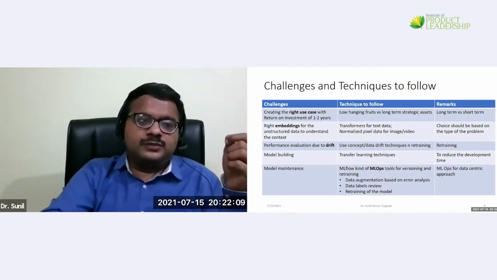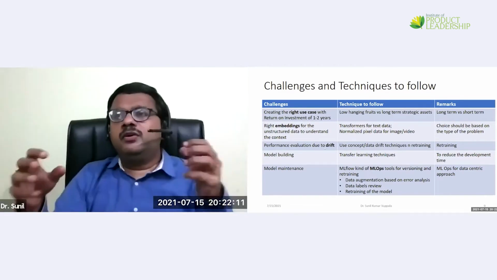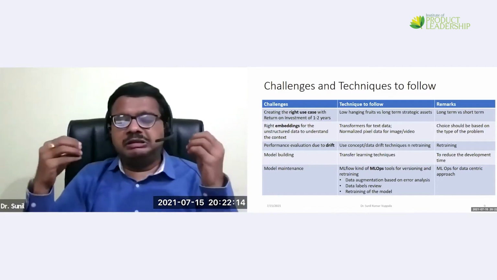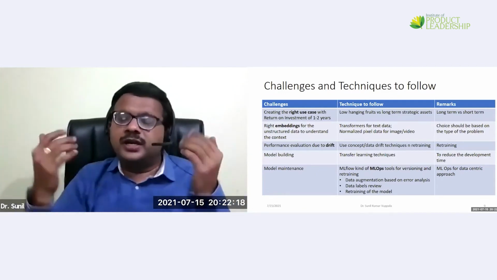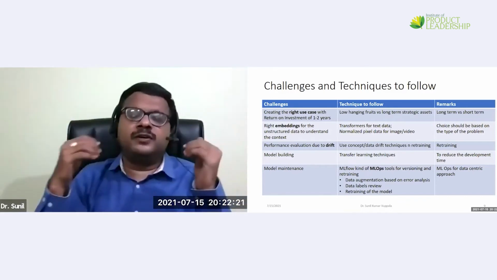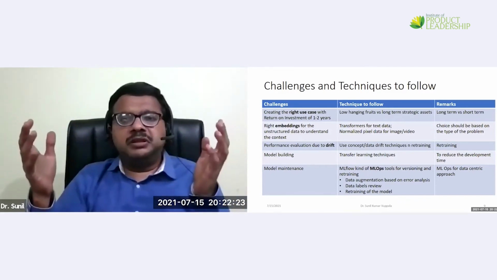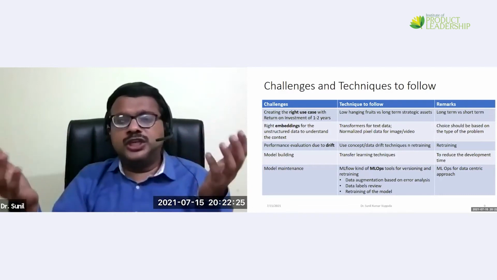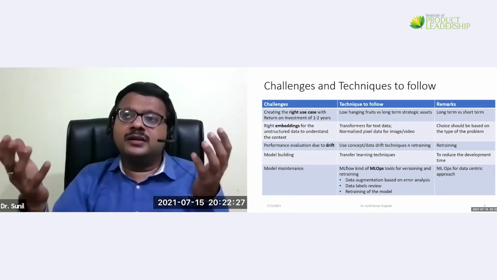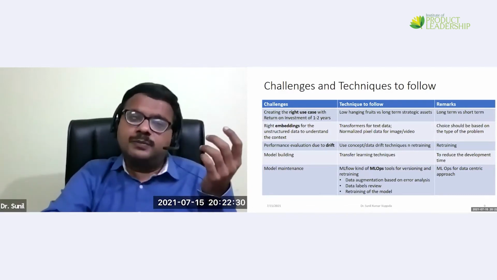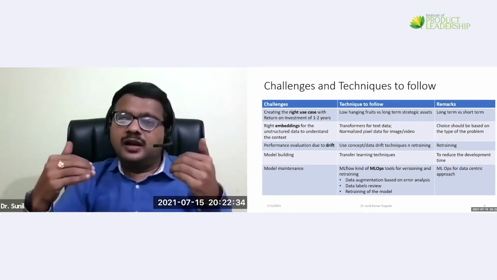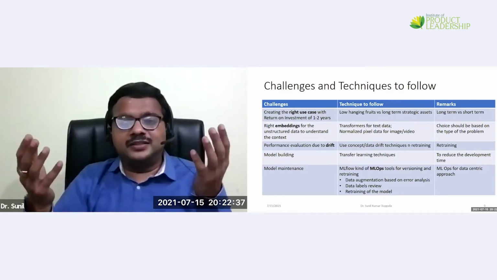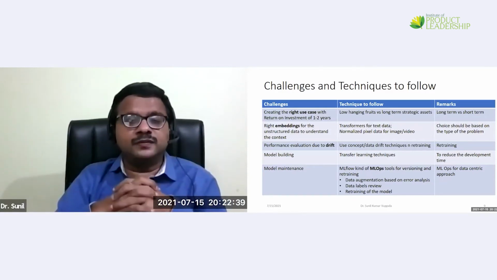Then the other point is performance evaluation due to drift. Yes, we built a sophisticated model that gave good results in terms of accuracy, sensitivity, specificity. We deployed it. But due to the change in pattern from COVID, the patterns of the users changed and it is no more performing as expected. There is a concept, data drift, and techniques which we need to understand and try to follow, some kind of retraining techniques. I'll deep dive into that because of the importance of that particular topic in the upcoming slide.